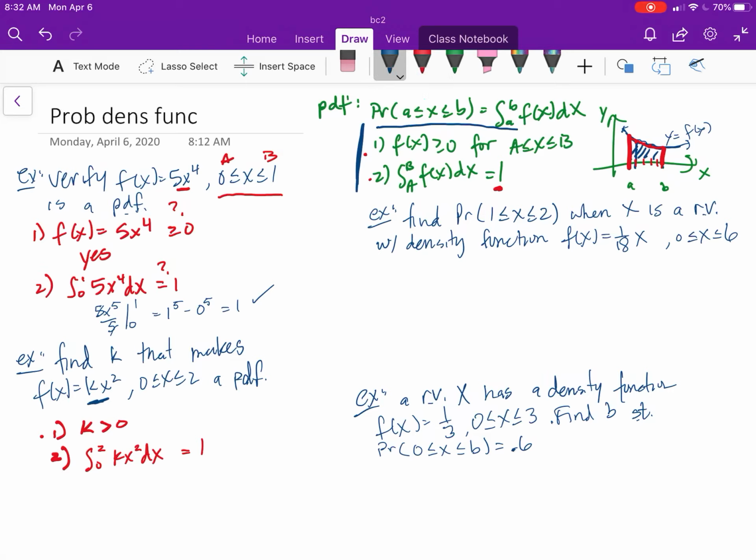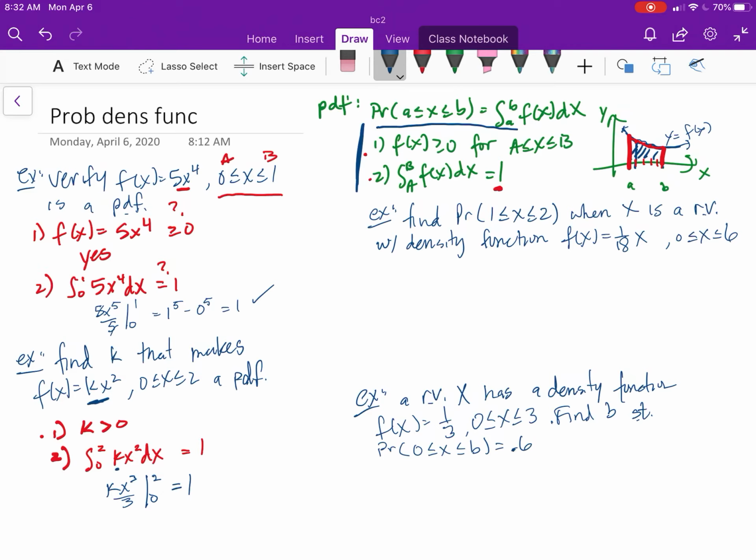So let's integrate that. Remember, k is a constant. I don't know what it is. We're finding that. So kx to the 3 over 3 from 0 to 2. Again, we need that to be 1. I don't know what k is. I need it to be 1.